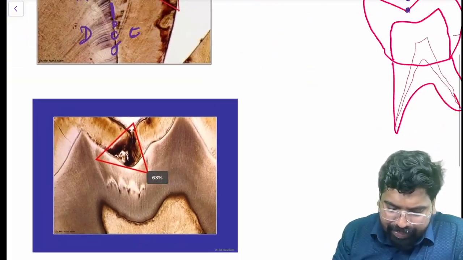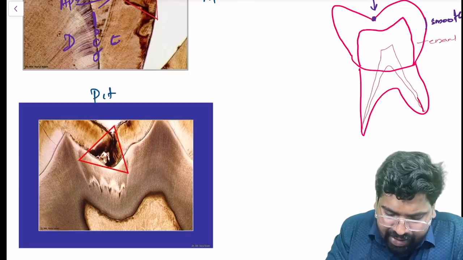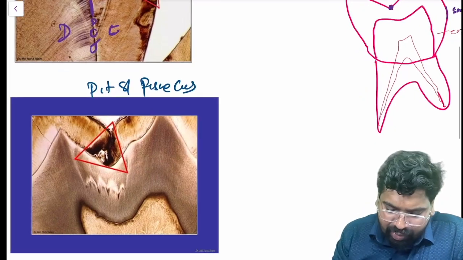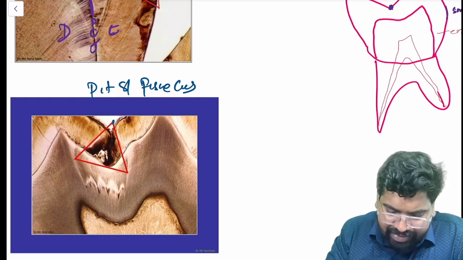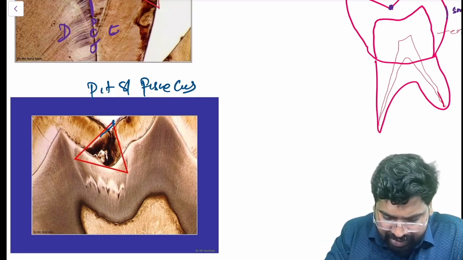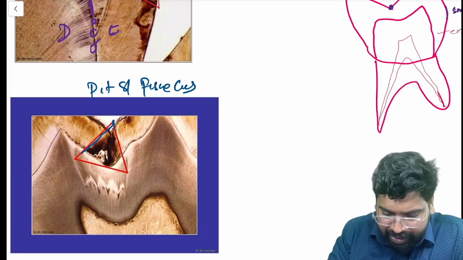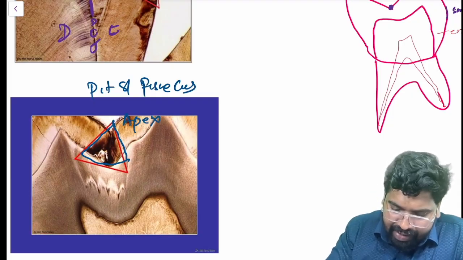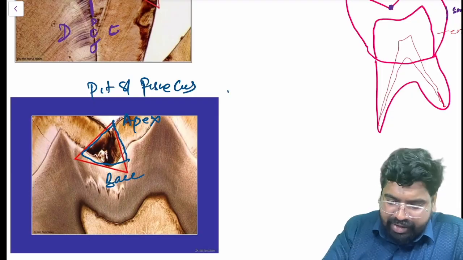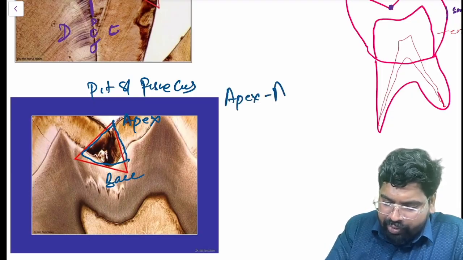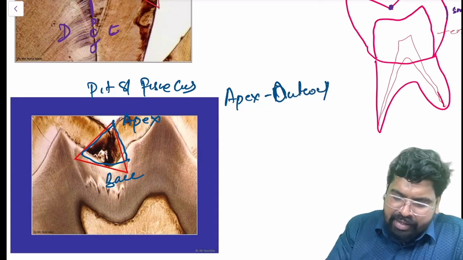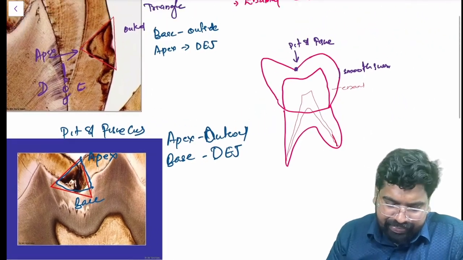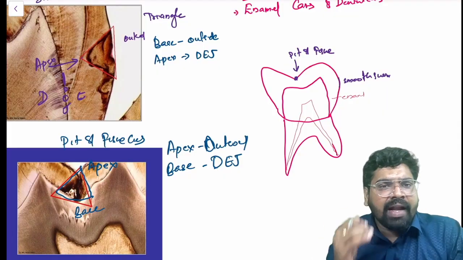Now for pit and fissure caries, you see that the apex is outwards. The outer portion will be a small pit, but inside it will be a large caries. So the apex is outward and the base is towards the DEJ. This is the difference between a smooth surface caries and a pit and fissure caries.